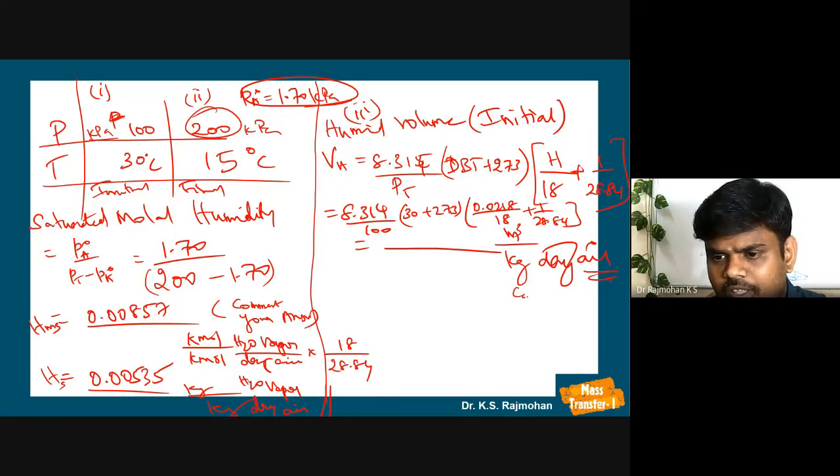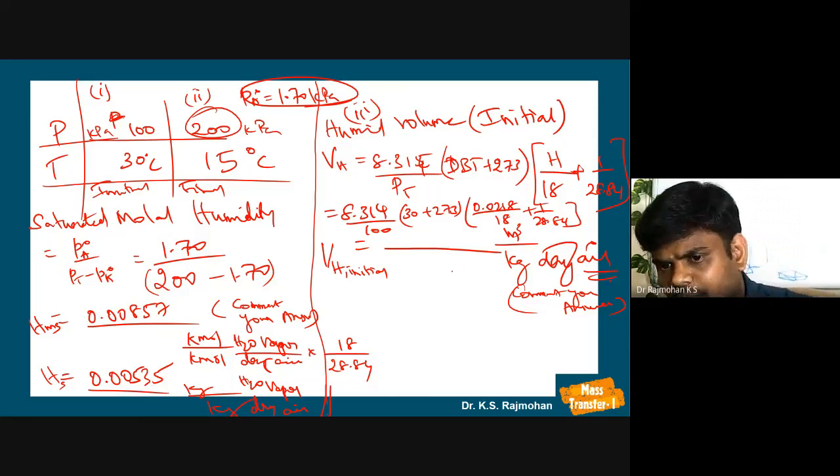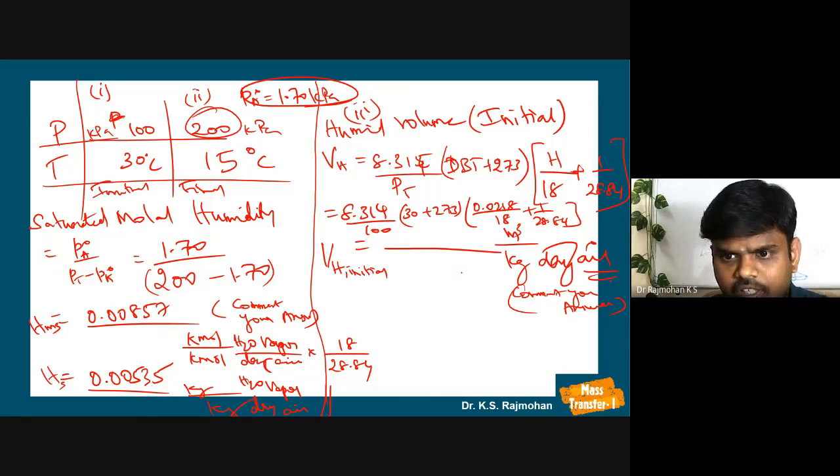Please comment your answer. What is the initial humid volume? VH initial, report the value. Then VH initial value you should be getting around 0.9, between 0.85 and 0.95 you should get.